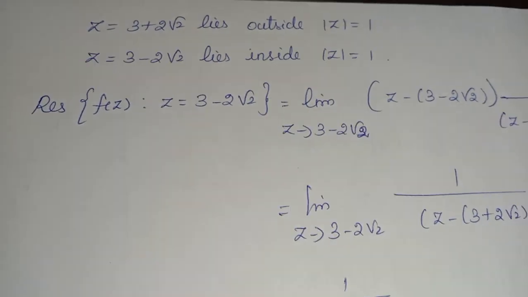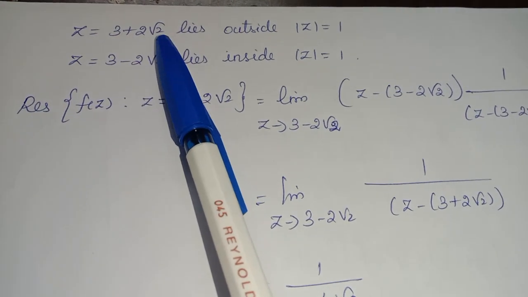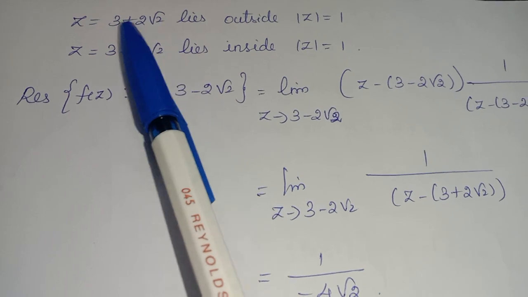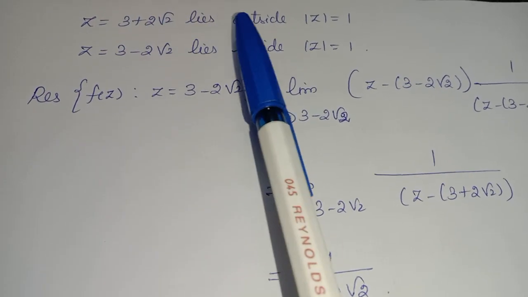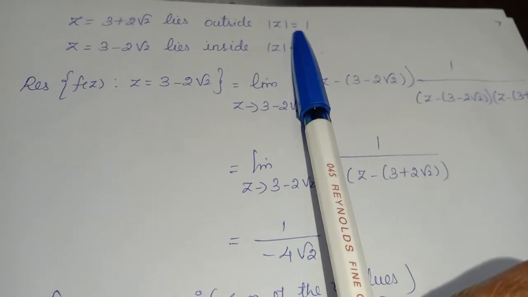See, by mere calculation we can see root 2 value is 1.414. So this value 2 into 1.414 will be more than 2. So 3 plus 2 root 2 will become more than 5. More than 5 means it will lie outside the unit circle. Unit circle means what? Radius equal to 1 unit.